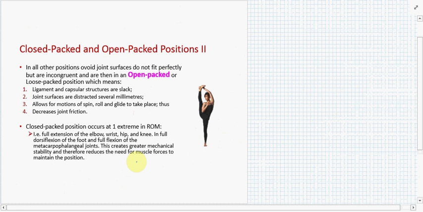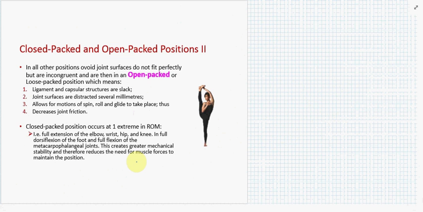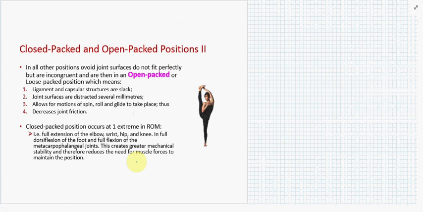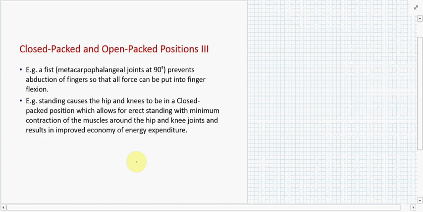In other positions, however, you want to increase the mobility of the joint, right? So that's referred to as an open packed position. Remember, it's not open kinetic chain, it's an open packed position or a loose packed position. Here, ligaments are further apart, more slack. Joint surfaces are distracted several millimeters, they're not compressed. It allows for motions of spin, roll, and glide to take place and therefore decreases joint friction, right? It allows greater mobility in the joint. All right, so being able to differentiate between those is quite important.